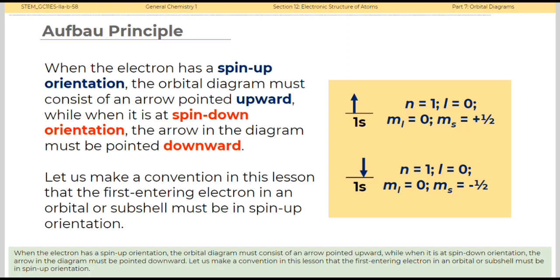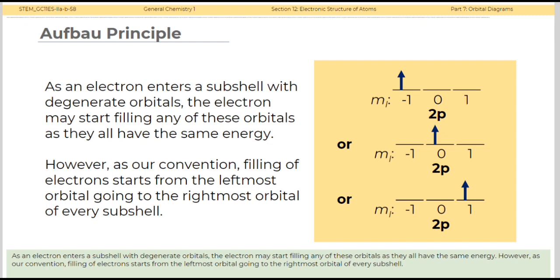When the electron has a spin-up orientation, the orbital diagram must consist of an arrow pointed upward, while when it is at spin-down orientation, the arrow must be pointed downward. Now, let us make a convention in this lesson that the first entering electron in an orbital or subshell must be in spin-up orientation. As an electron enters a subshell with degenerate orbitals, the electron may start filling any of these orbitals as they all have the same energy. However, as our convention, filling of electrons starts from the leftmost orbital going to the rightmost orbital of every subshell.